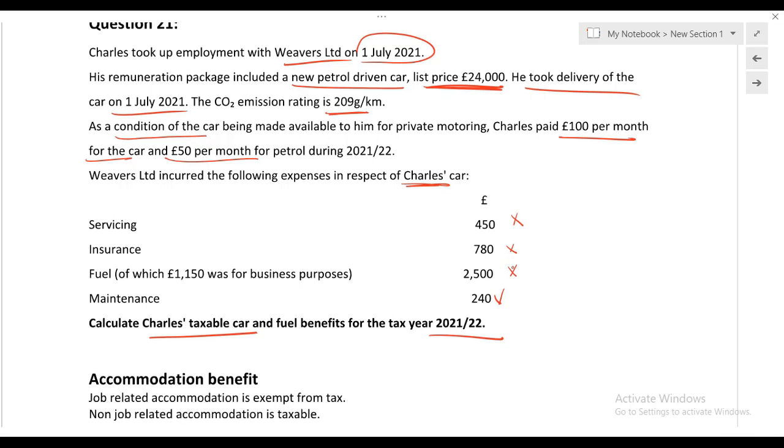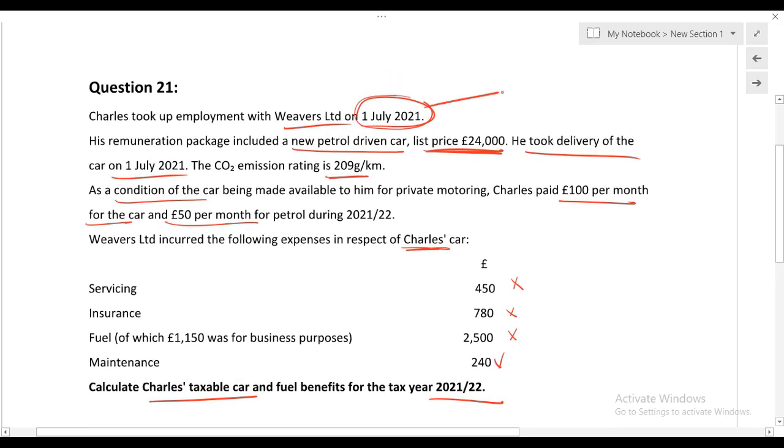The basis for calculating fuel benefit is 24,600 into the CO2 percentage. And whatever benefit we are calculating, the maximum benefit is going to be for 9 months. Why 9 months? Because Charles started the job on 1st July 2021. From 1st July 2021 till 5th April 2022, obviously we have 9 months. Let us first calculate the CO2 percentage and then other things.